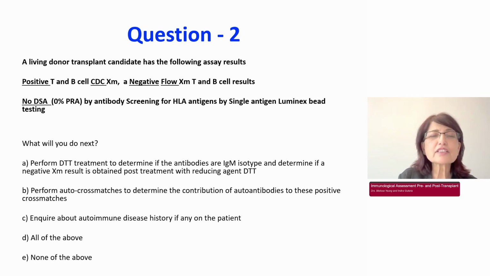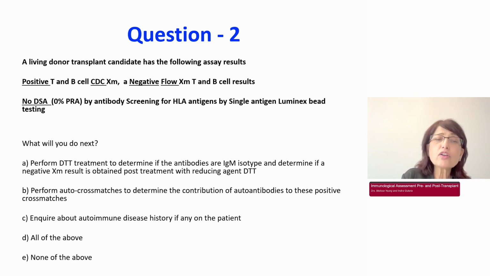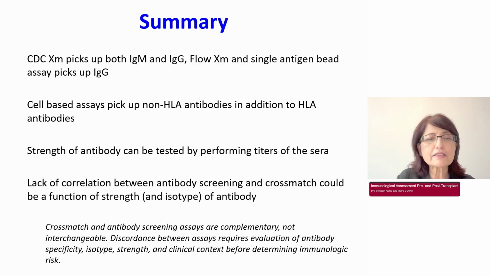Yeah. So actually, the answer will be to perform all of these. If you recall that we did DTT treatment on the allo cross match, we performed auto cross matching. We also came to know that the patient had lupus, because that kind of confirms that their autoantibodies are IgM kind, and that's why your CDC cross match was positive. So individually, all answers are correct, but all of the above is the best answer.